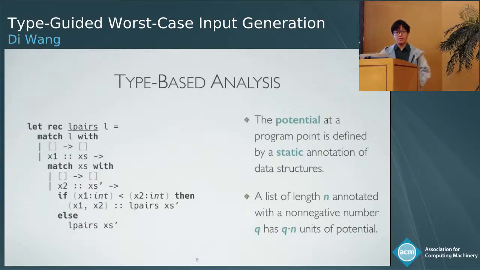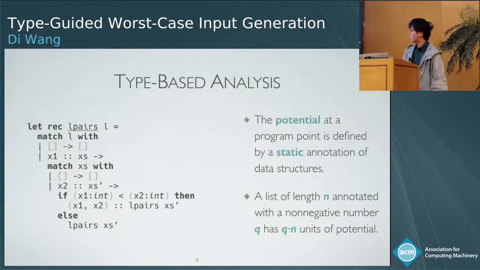Resource-Aware ML integrates the potential method in its type system. The potential at a program point is defined by a static annotation of data structures. For example, a list of length n annotated with a non-negative number q has q times n units of potential. In other words, each element in the list can carry q units of potential.